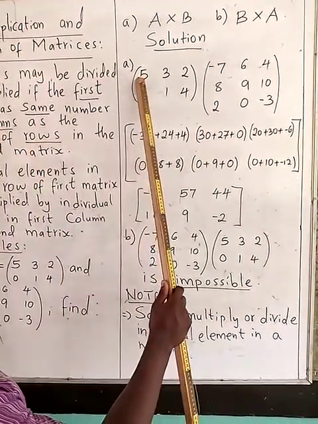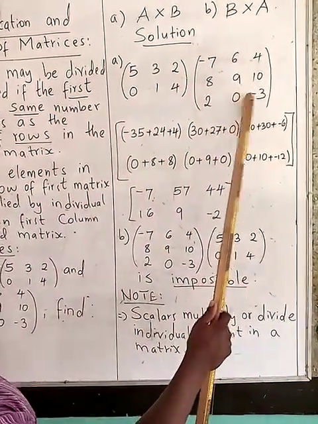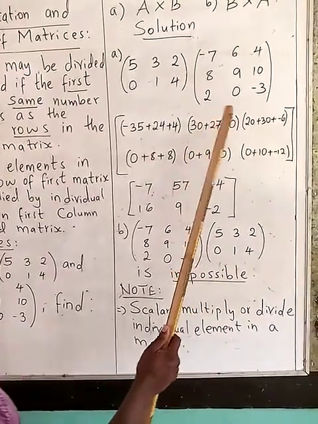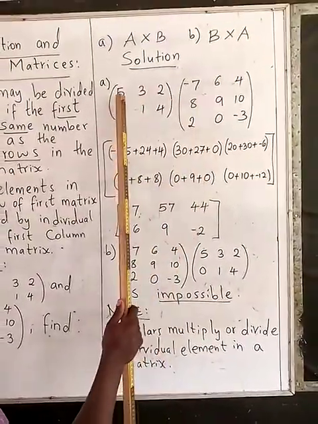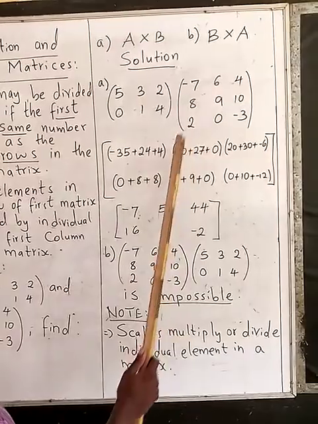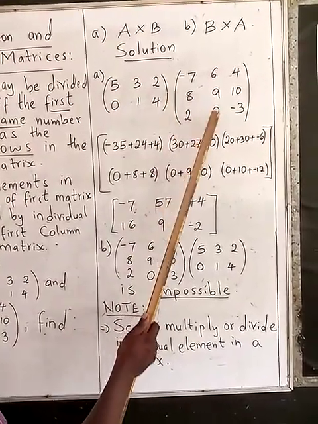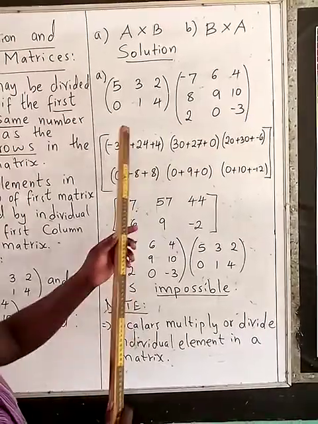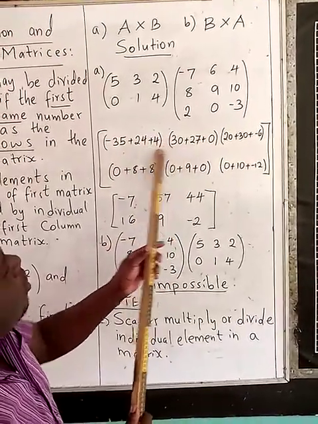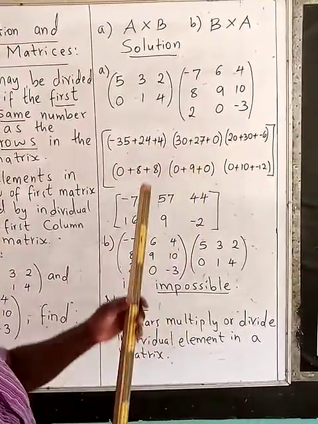Again, we go to first row, second column. We must get this as well. We multiply as we add. 5 times 6, 30. 3 times 9, 27. 2 times 0 is 0. So this is our element in the first row, second column.